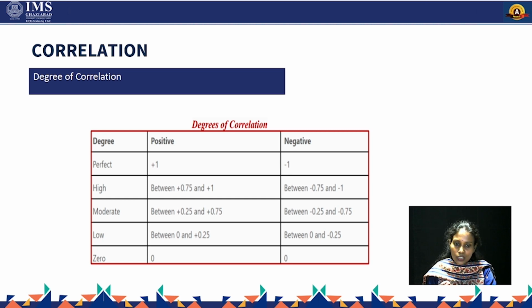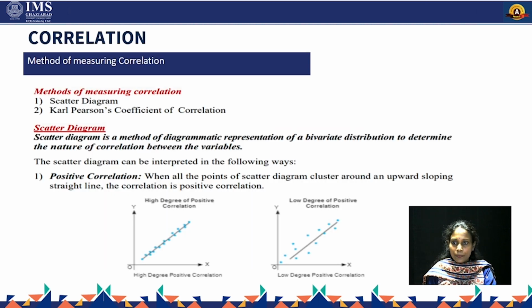And when r is 0, there is no correlation, no association. There are various methods of measuring correlation. In this lecture, we will discuss the scatter diagram and the Karl Pearson correlation coefficient. A scatter diagram is a graphical representation of a bivariate distribution to determine the nature of correlation between the variables.